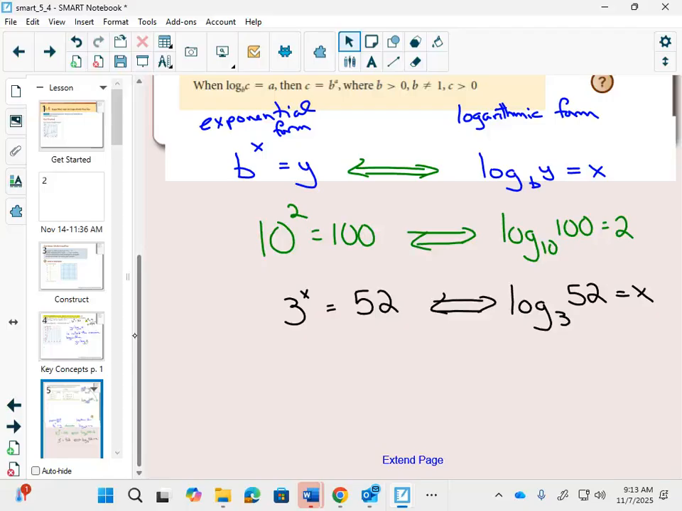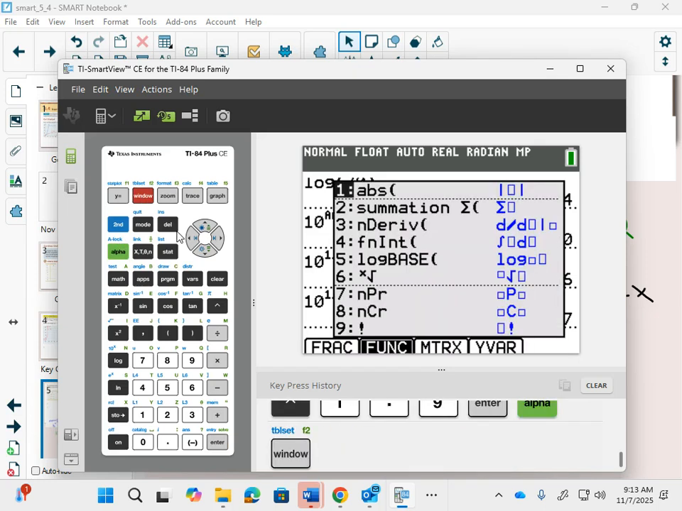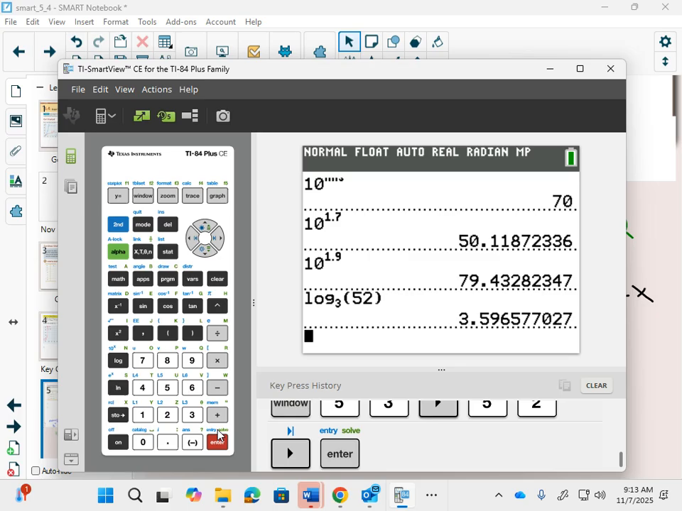And some of your calculators will allow you to type in log 3 of 52, and some will not, which will solve that problem a little bit later. But on my calculator, I can type in log base 3 of 52. And it tells me the exponent would have to be 3.5965777027 for that to work.